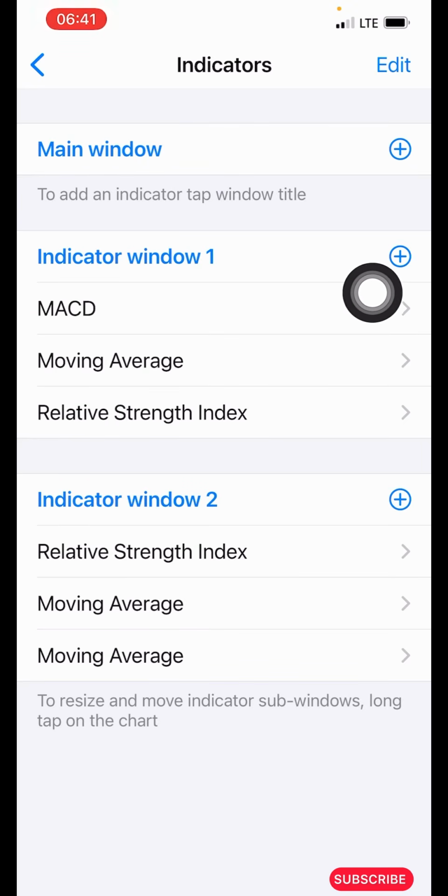You can see the indicator in the first indicator above. Once you add the MACD, the indicator window one will be formed. For you to add the moving average under the MACD, you are going to click on the indicator window one plus icon here. This plus icon here, that's the one you click, and then you search for your moving average.